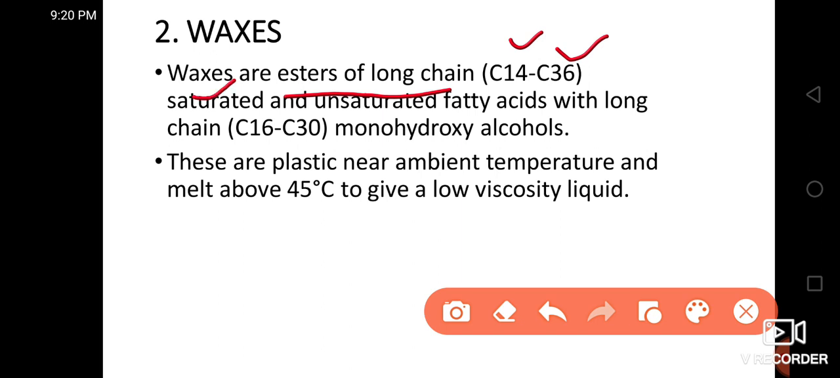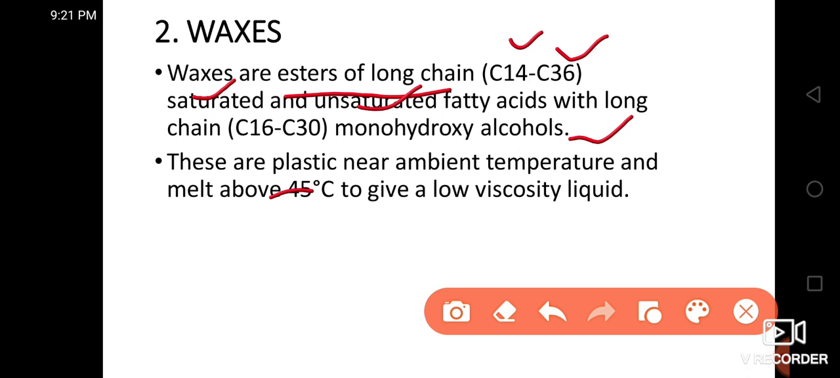They contain saturated as well as unsaturated fatty acids. There is no specification that they contain only saturated or only unsaturated. They contain both, meaning they can contain single bonded and doubly bonded fatty acid chains with long chain monohydroxy alcohols, and they are plastic near ambient temperature and melt above 45 degrees to give low viscosity liquids.